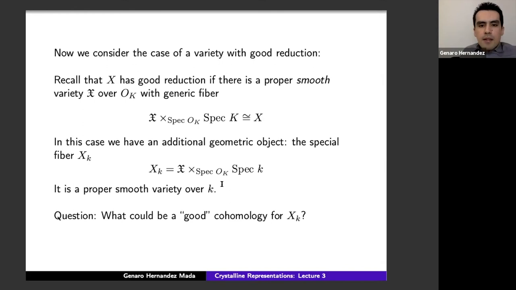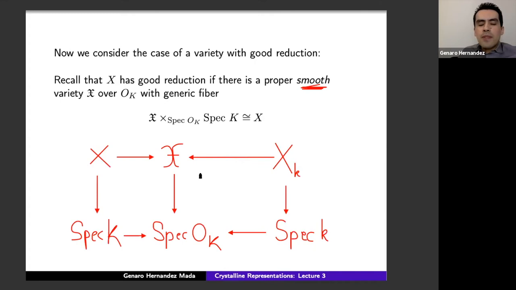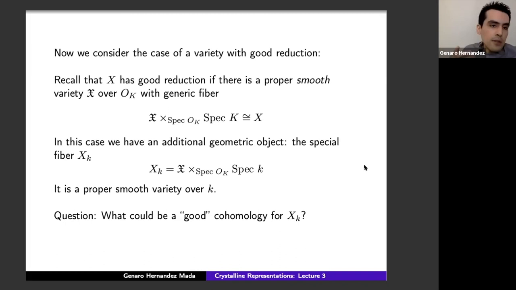And now we might try to relate this also with the cohomology of the special fiber. But here we have an interesting thing, because the characteristic of small k is p. So we have a variety in positive characteristic. So now we wonder about a good cohomology for this kind of varieties, right? Because de Rham is usually for characteristic zero, the base field of characteristic zero, sorry.